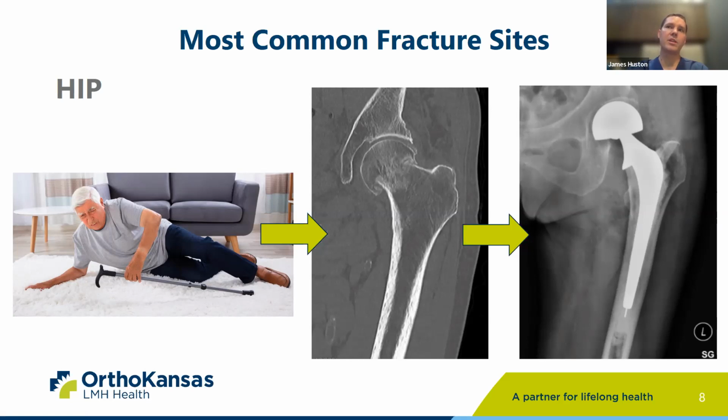And it is better treated with a hip replacement, whether that be a partial or a total hip replacement, which is what's pictured over here on the right. So that's a partial replacement on the right, where the socket is left alone and the stem and the ball are replaced.